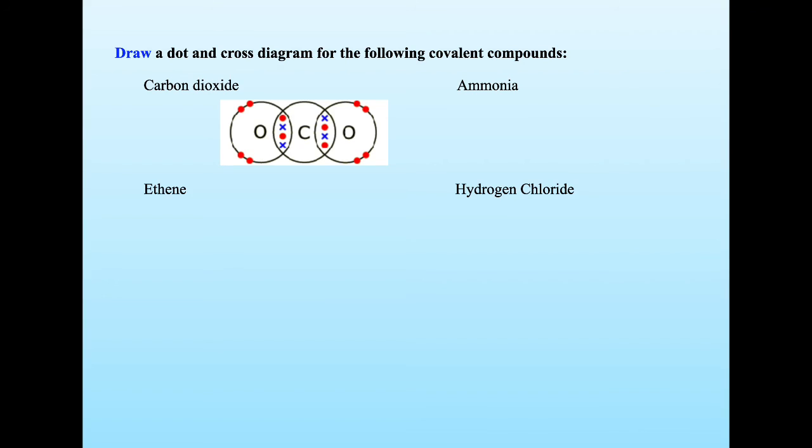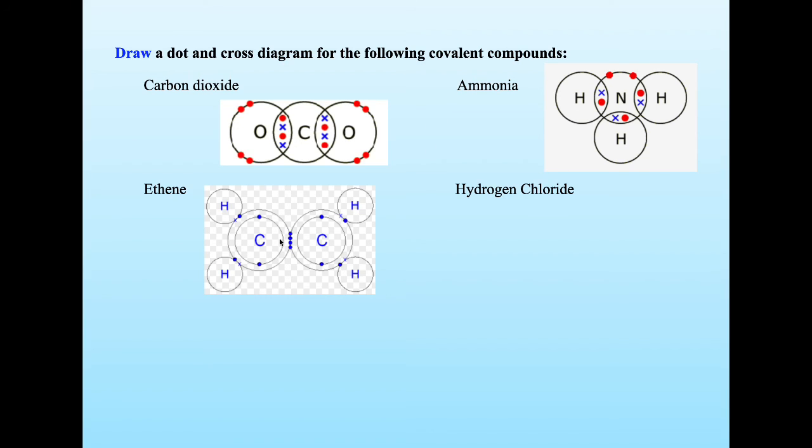Okay, carbon dioxide: 2 carbon-oxygen double bonds. Count up all the electrons, make sure everything's in the right place. Ammonia: 3 single nitrogen-hydrogen bonds and that lone pair of electrons up here where the nitrogen doesn't bond. Ethene: a carbon-carbon double bond in the middle. Here they've included inner shell electrons for the carbon, but they're not necessary. And then 4 single carbon-hydrogen bonds. And hydrogen chloride: 1 single covalent bond.